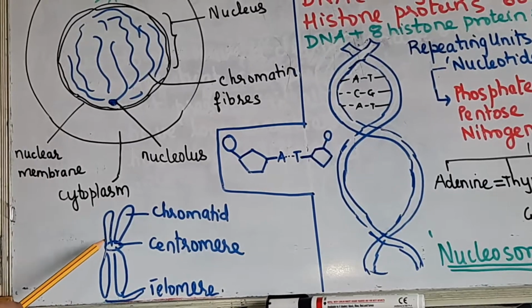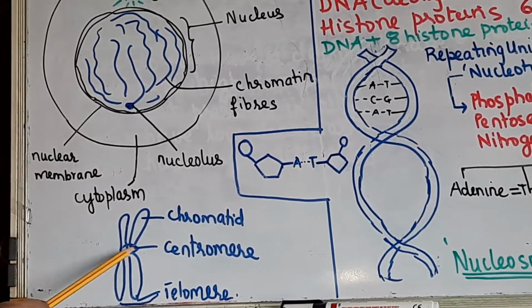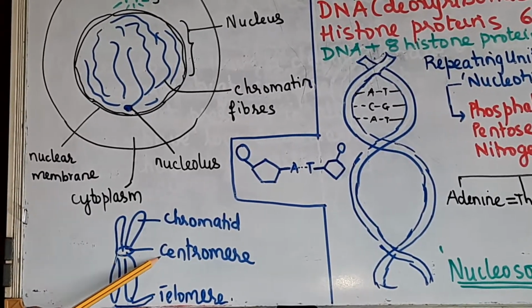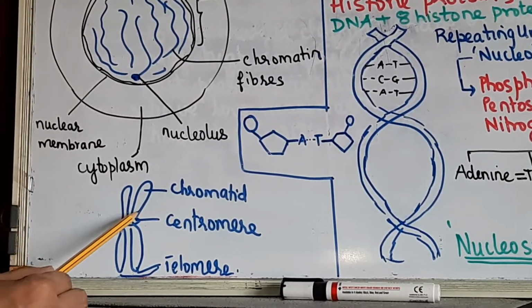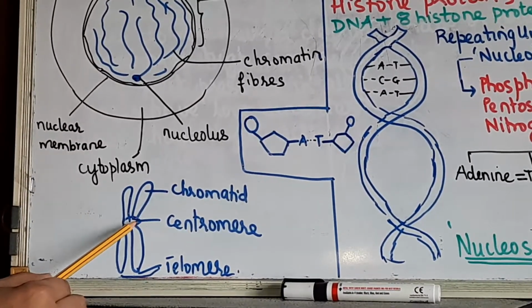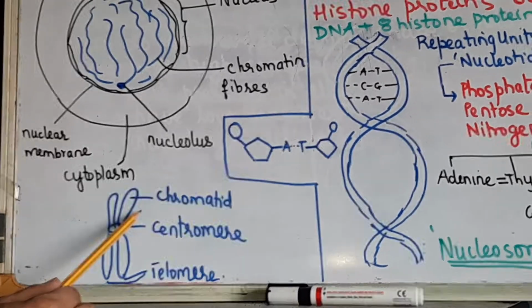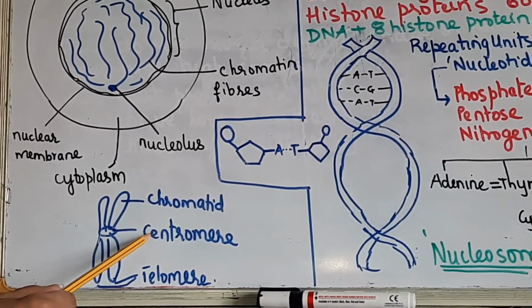Each chromosome is made up of 2 sister chromatids which are joined at the centromere. You can be asked the function of the centromere or the location of the centromere. The function of the centromere is to provide attachment to the two sister chromatids, and the centromere also provides attachment to the spindle fibers during cell division, which I will explain later when we discuss the stages of cell division.